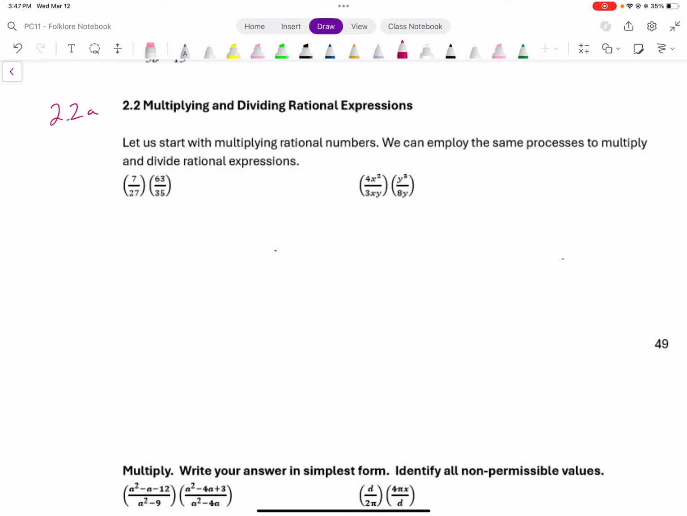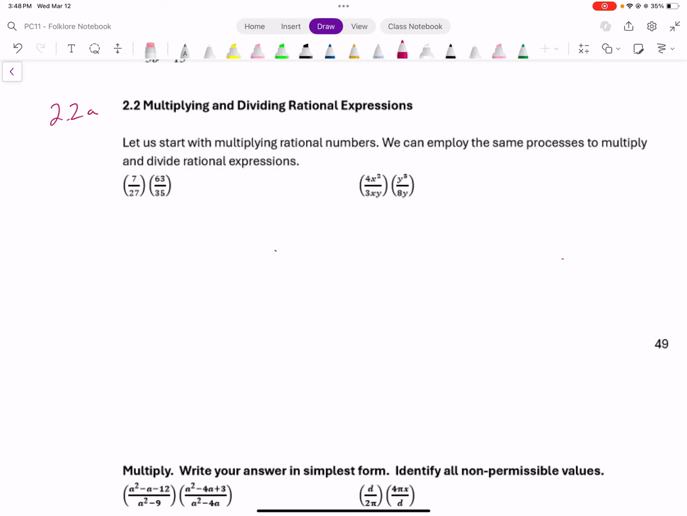All right, let us continue with our rational expressions. Today we're going to be multiplying and dividing rational expressions. So again, we're going to take a look at rational numbers, so we can employ the same processes to multiply and divide rational expressions.